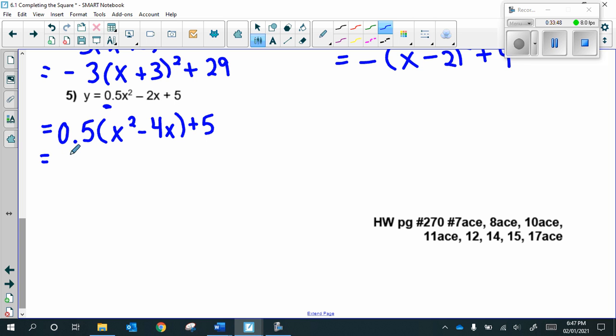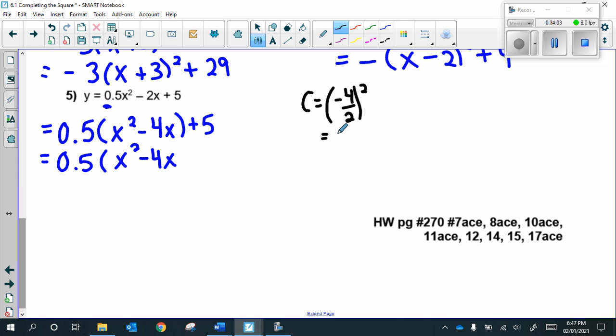I'm going to create a perfect square. So we got 0.5 out front, x squared minus 4x. I need that third term. How do we find it? Well, the magic number is going to be our b value divided by 2, squared. Negative 4 divided by 2 is negative 2. We're going to square that to get positive 4. So to create my perfect square, I'm going to have to add 4, but because you added 4, you got to subtract it too. And don't forget your plus 5 on the end.